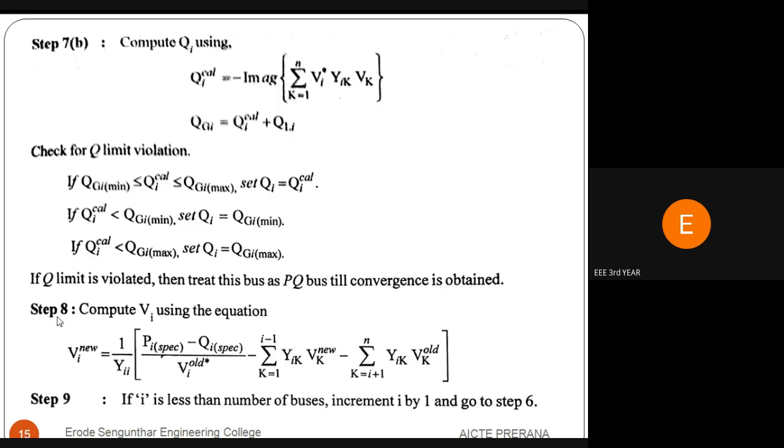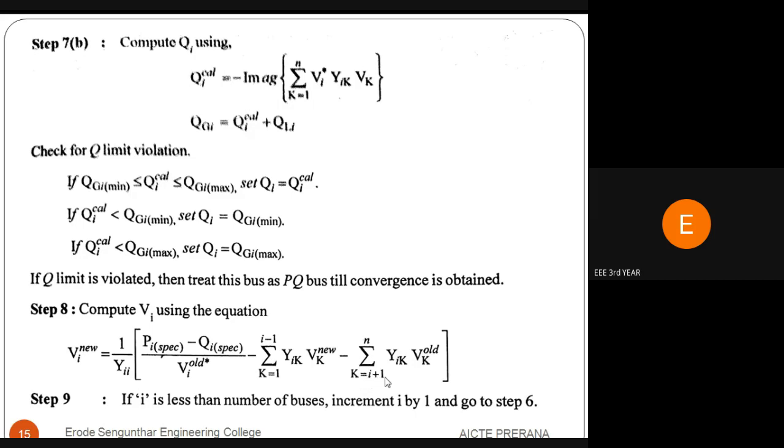Step 8. Compute Vi using the equation. That is, we have to find out the new voltage. Vi new is equal to 1 by Yii into Vi specific minus Qi specific divided by Vi old, minus summation of k equal to 1 to I minus 1 Yik Vk new, minus summation of k equal to I plus 1 up to n Yik Vk old.